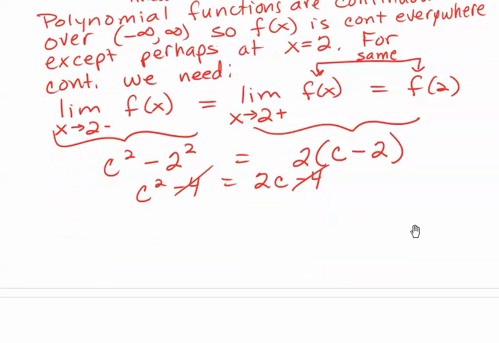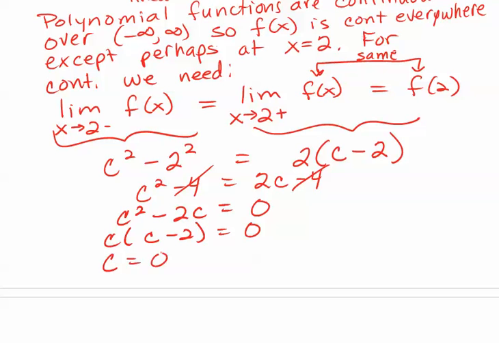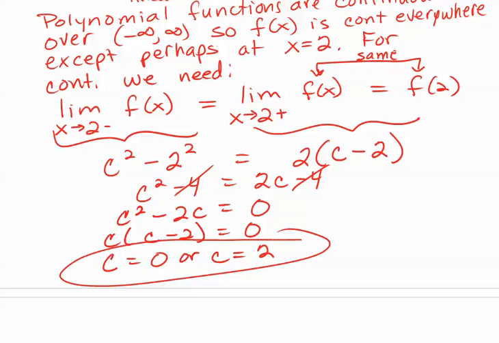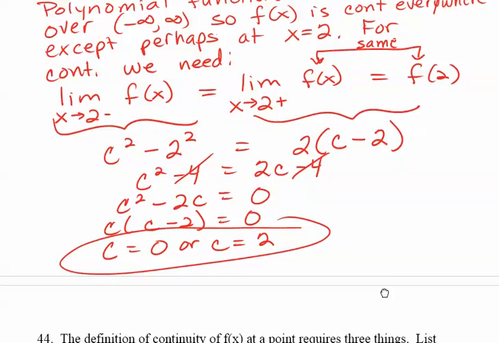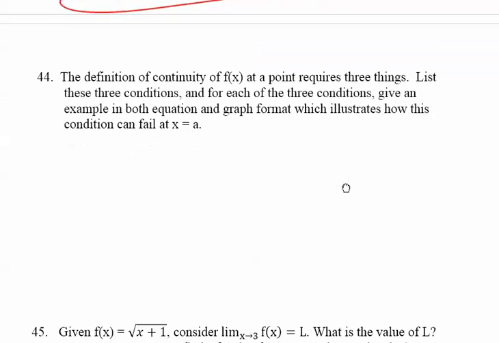So we can add 4 to both sides. And this is quadratic, so don't forget that you better come up with 2 different answers. So set it to 0 and factor. C could be 0 or C could be equal to 2. Both answers acceptable. All right, so we're getting there here.